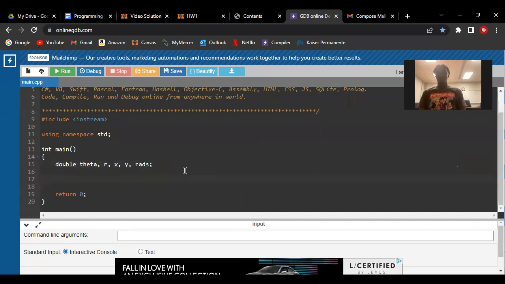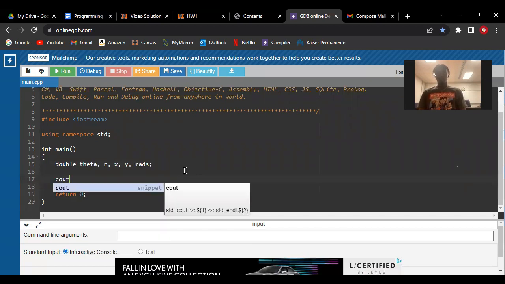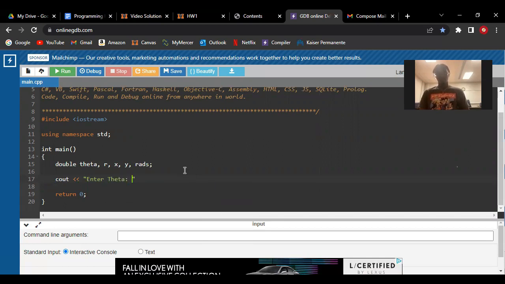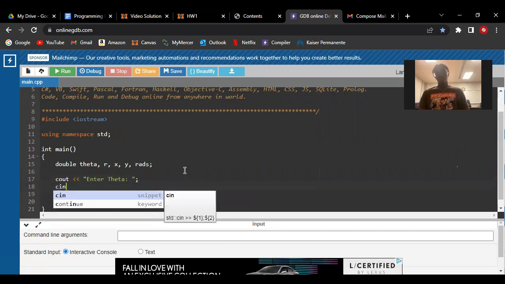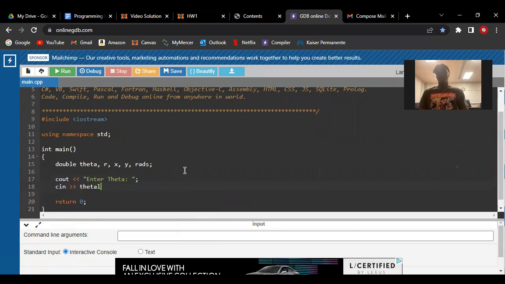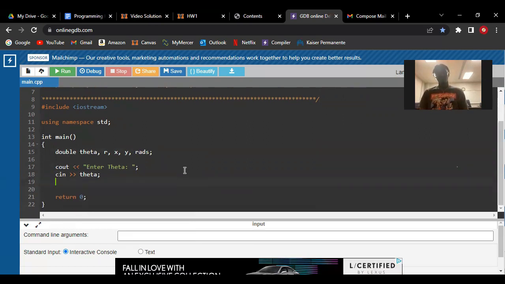Following that, we're going to want to input our values. So we're going to say cout, enter our theta, and then below that, we will cin theta. We're also going to want to input our length, so we'll say cout, enter r. And we're using double because we're dividing and we don't want our calculations to get messed up. Yes, absolutely. Good point.